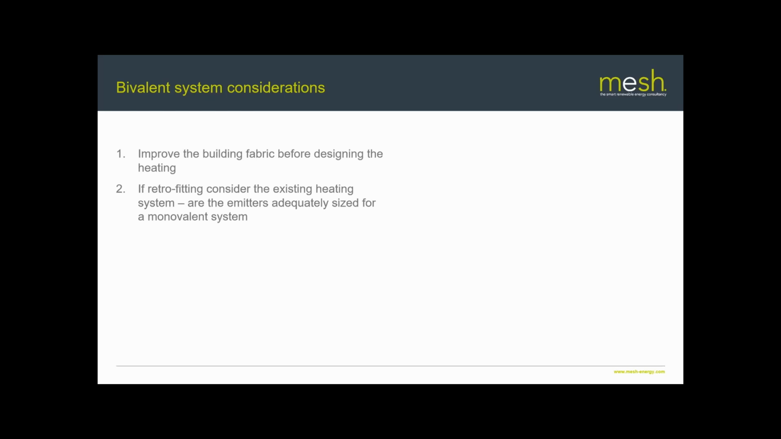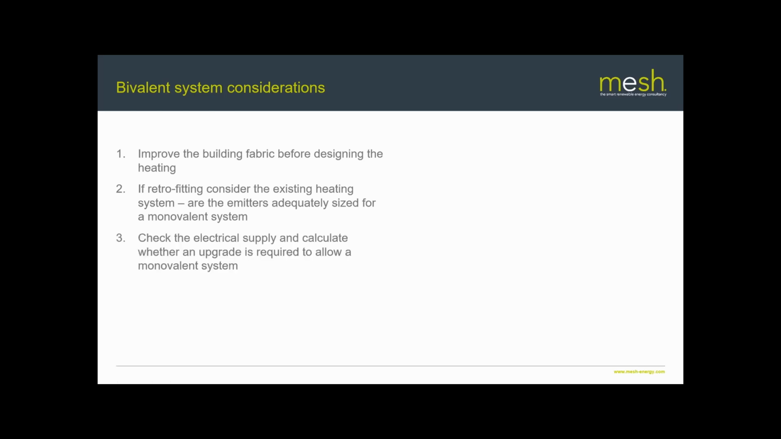Number 2, if retrofitting, consider the existing heating system. Are the heat emitters big enough already to allow for a monovalent system, or could you change just a few key heat emitters to allow a monovalent system to be used? Cut down on complexity, potentially cut down on installation cost. Keep things simple if you can.